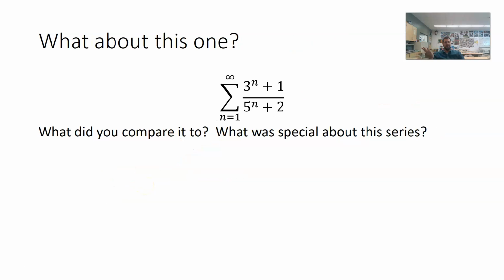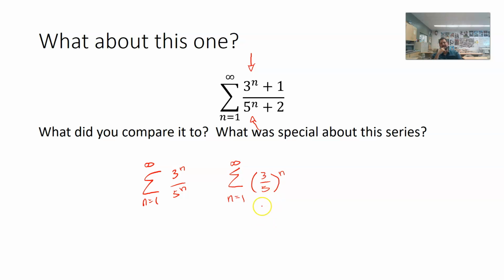On this one, what we could compare this to is we could say, you know what, I've got a plus 1 and a plus 2, but when those terms get really, really large, the only part that really matters is the 3 to the n and the 5 to the n part. So really, I could compare that series to the series from n equals 1 to infinity of 3 to the n over 5 to the n, or that is really 3/5 to the nth power. That is a geometric series if you were to look at that one.